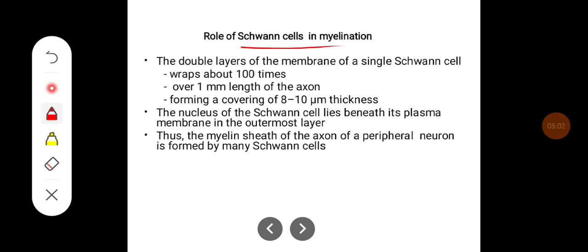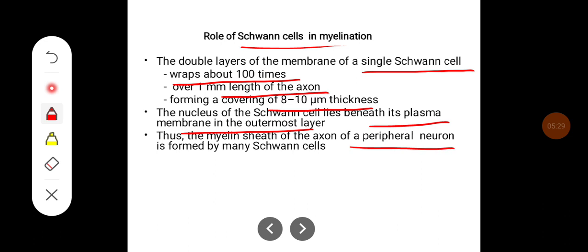Role of Schwann cell in myelination. The double layered membrane of a single Schwann cell wraps around 100 times over 1 mm length of the axon, forming a covering of 8 to 10 micrometer thickness. The nucleus of the Schwann cell lies beneath its plasma membrane in the outermost layer. Thus, the myelin sheath of the axon of a peripheral neuron is formed by many Schwann cells.